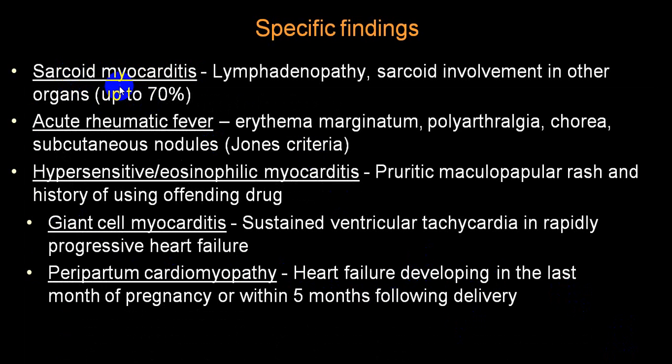In sarcoidosis, you can have a lymphadenopathy. In rheumatic fever, you can have other criteria like rheumatic arthritis or erythema marginatum, chorea, subcutaneous nodules. You can see those. In hypersensitive or eosinophilic myocarditis, you can have a rash, pruritic maculopapular rash. In giant cell myocarditis, you can have a sustained ventricular tachycardia.